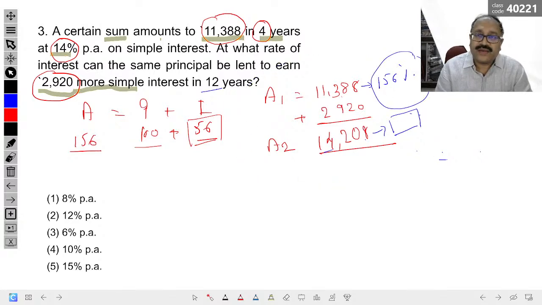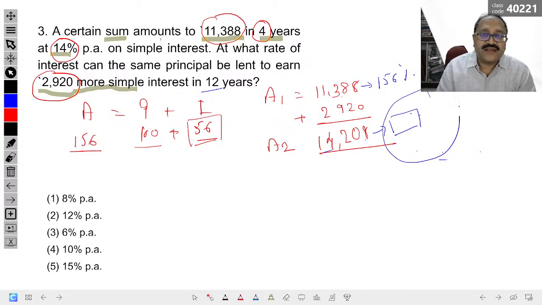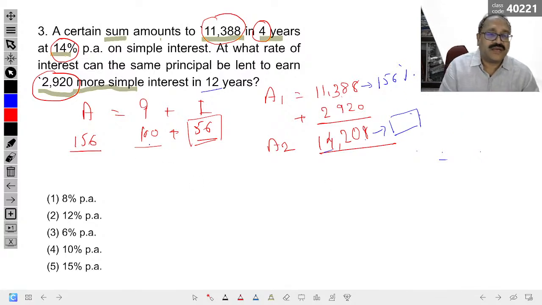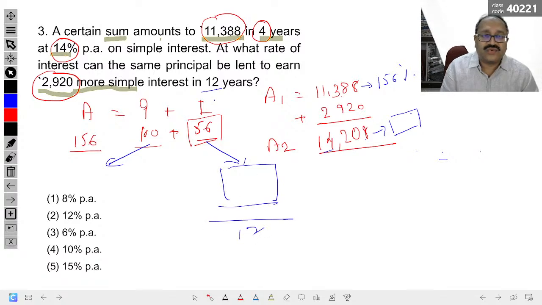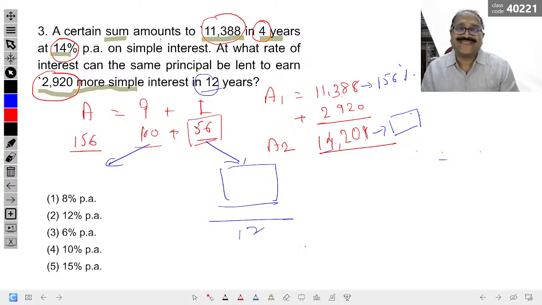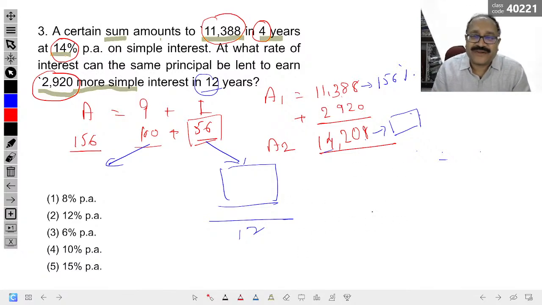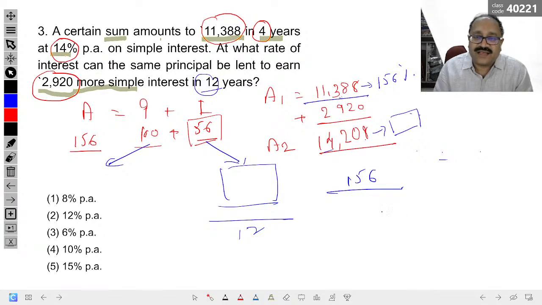So this is what we are understanding here. Every figure is there over here, and a few explanations. Hope you are understanding this part. I already know 156% is equal to 11,388. I need to find out what percentage 14,308 is. Once I get this, I will separate the principal and the interest, and the total interest divided by 12 years gives the rate of interest. How do we do that? 156 divided by 11,388, into 14,308.